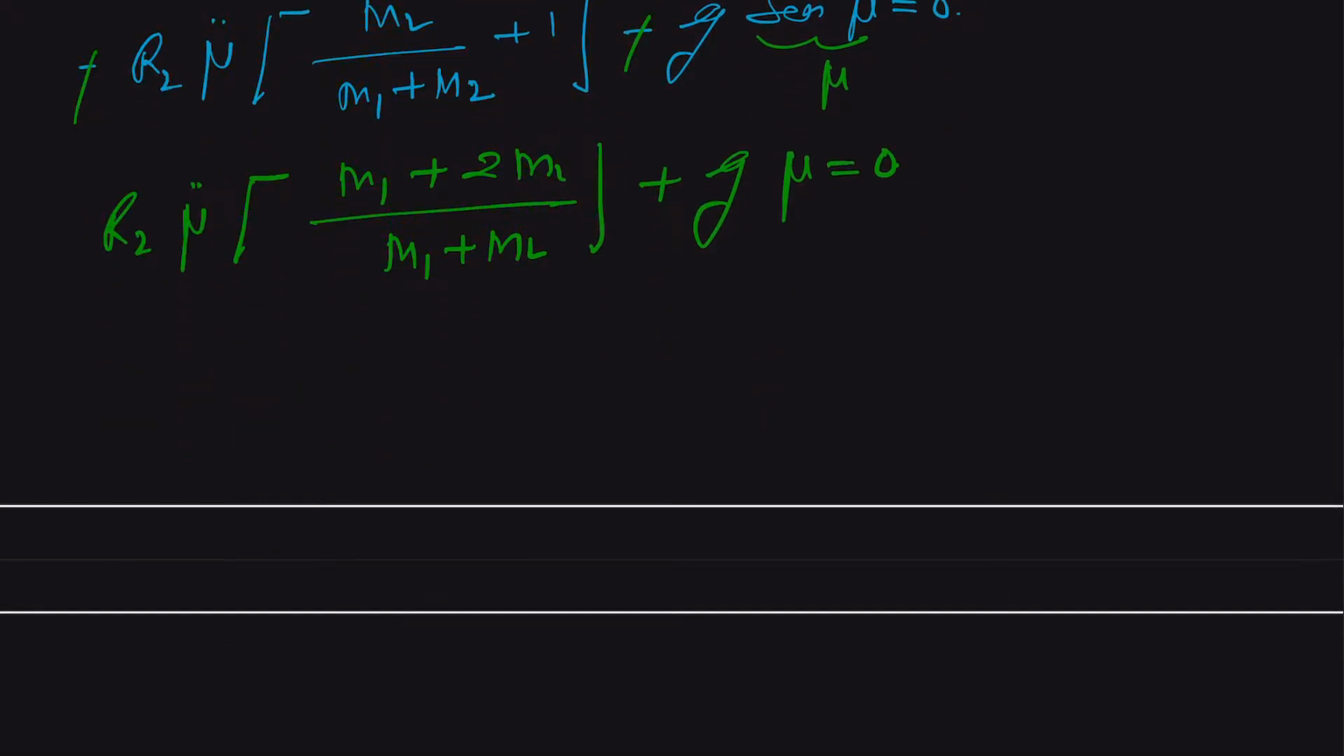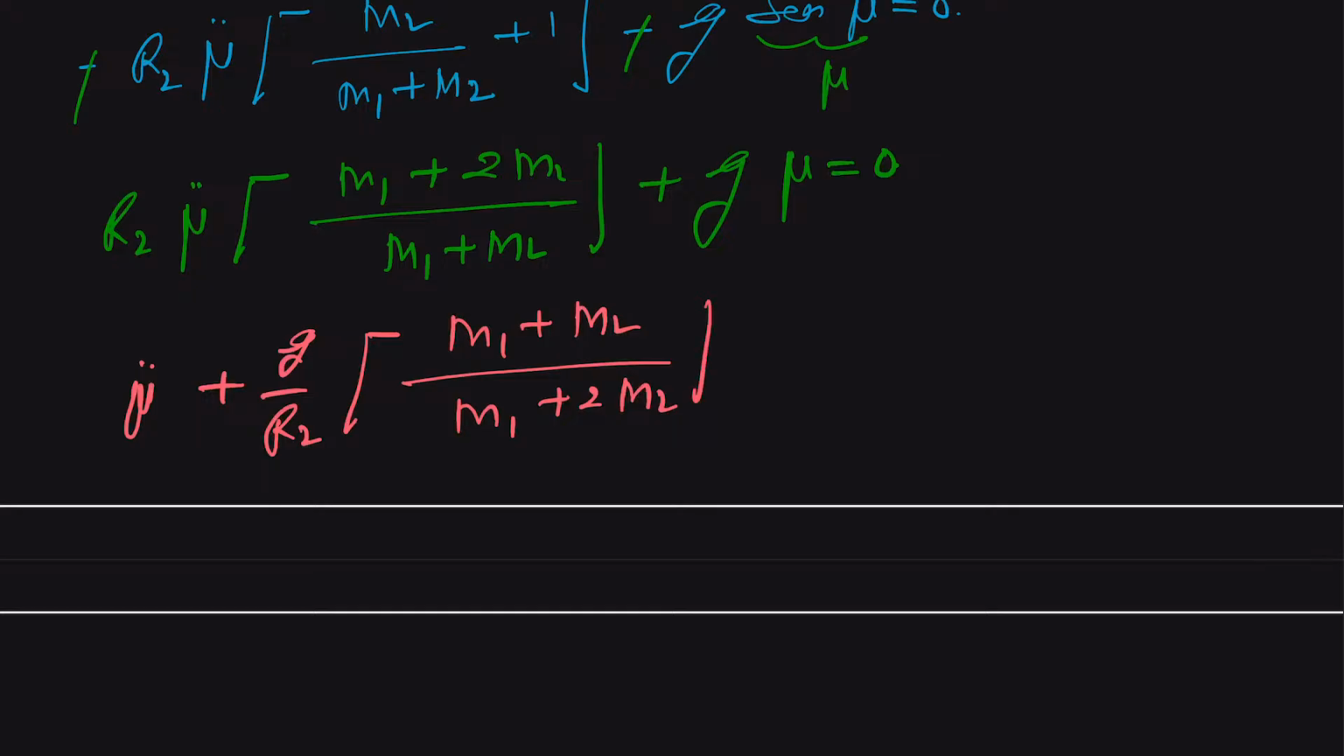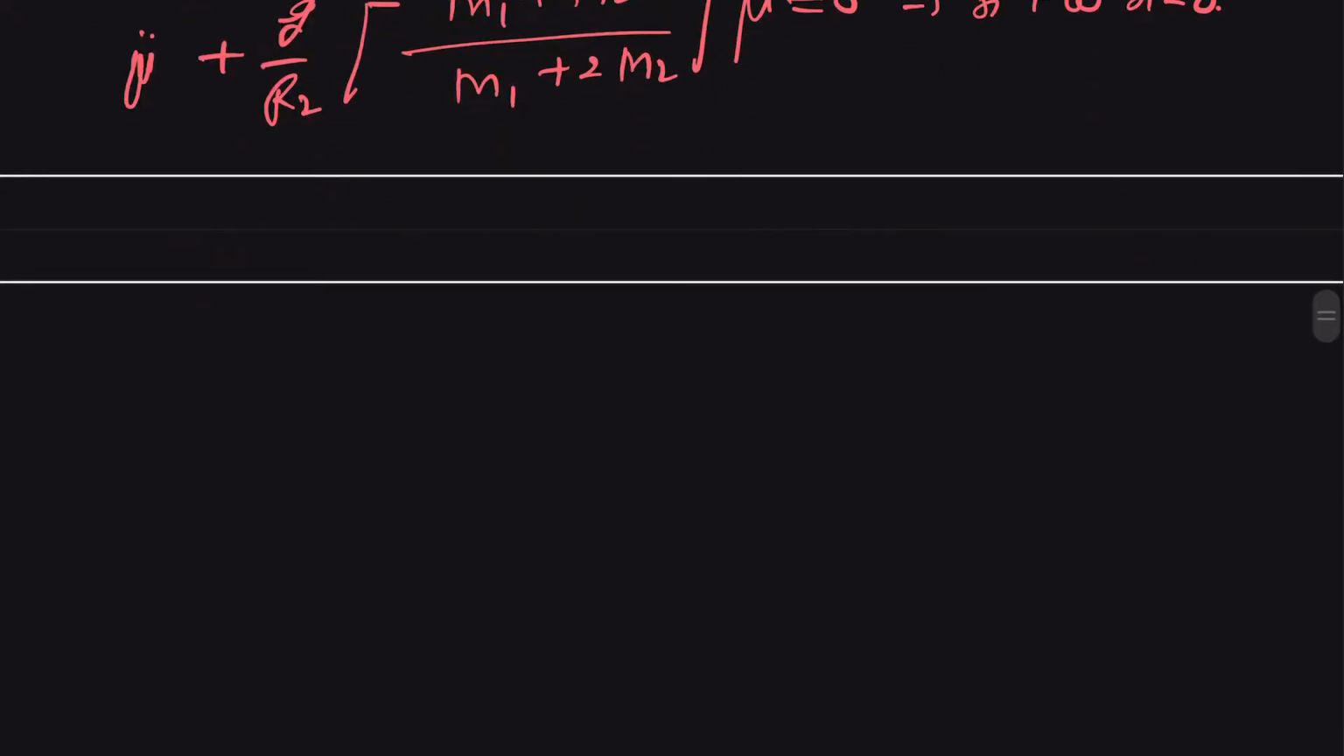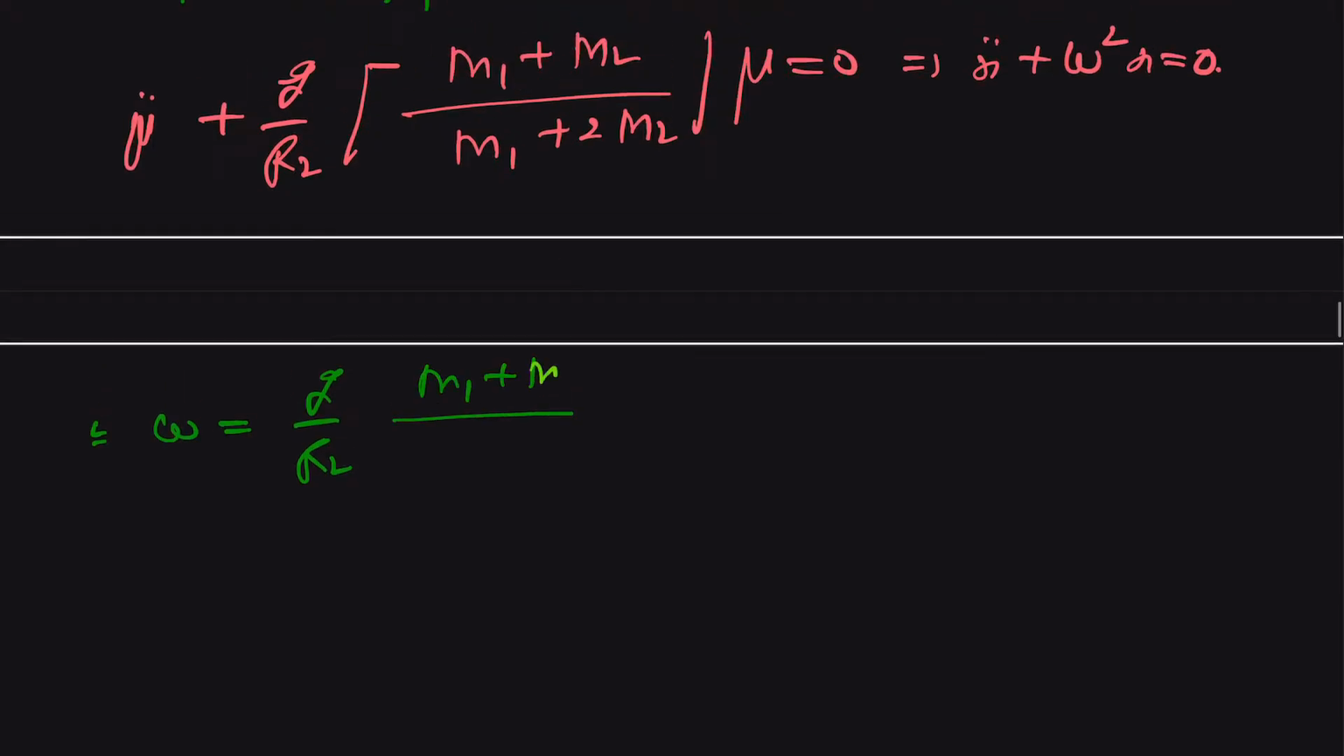And now it is a simple manipulation. We can write this as mu double derivative plus g upon r2 times m1 plus m2 divided by m1 plus twice m2 times mu is equal to 0. And this is our equation of SHM, that is x double derivative plus omega square x is equal to 0. Therefore we get that omega will be equal to the square root of g upon r2 times m1 plus m2 divided by m1 plus twice m2. So this is the angular frequency of our smaller ball.